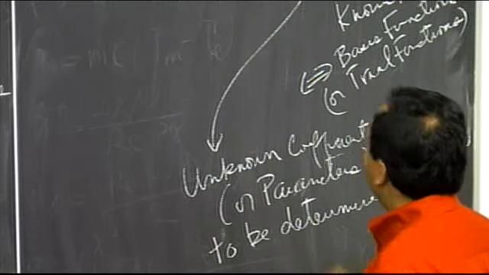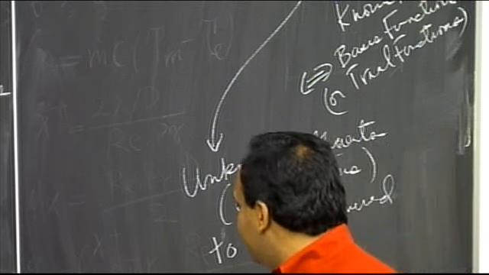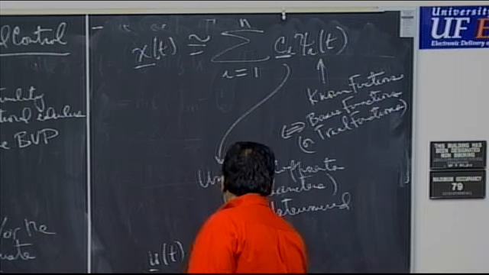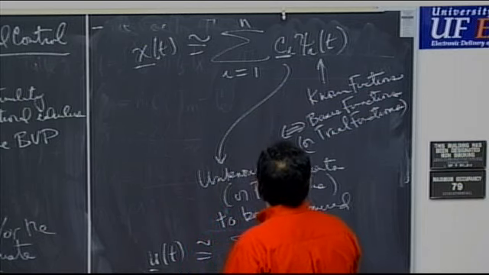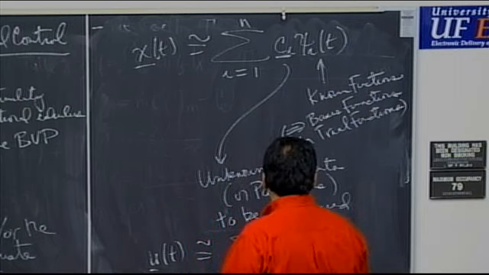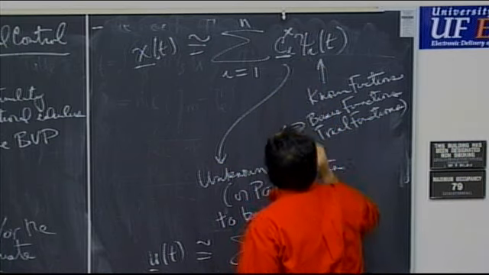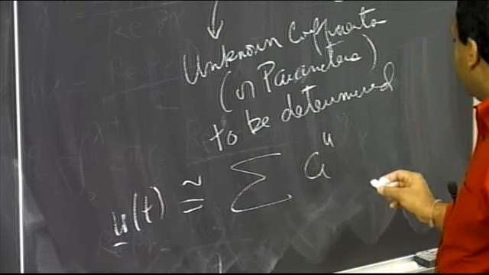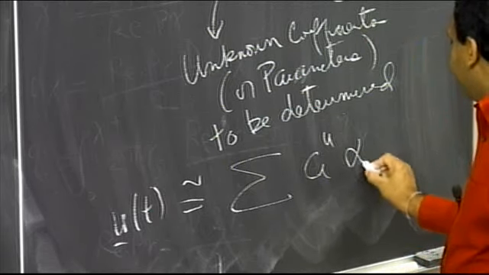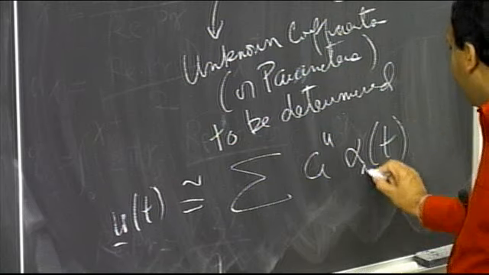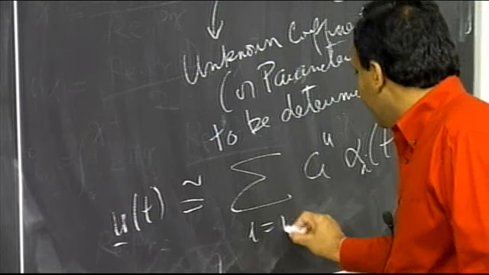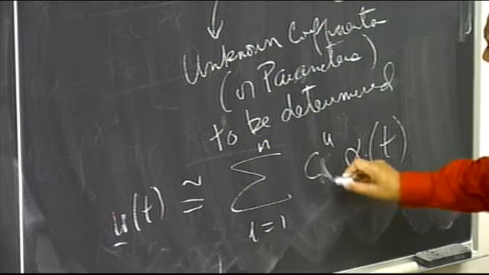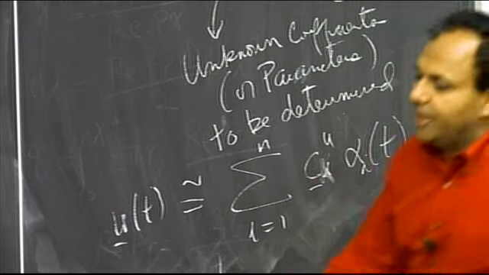Now, you do the same thing with the control. You say the control is going to get approximated by some other set of coefficients. Let's call these coefficients c_i^x. Let's call these c_i^u. And I'll call this function alpha_i of t, i equals 1 up to n. I have no idea what these functions are at this point. I don't know what these coefficients are. I'm just giving you a general parameterization.